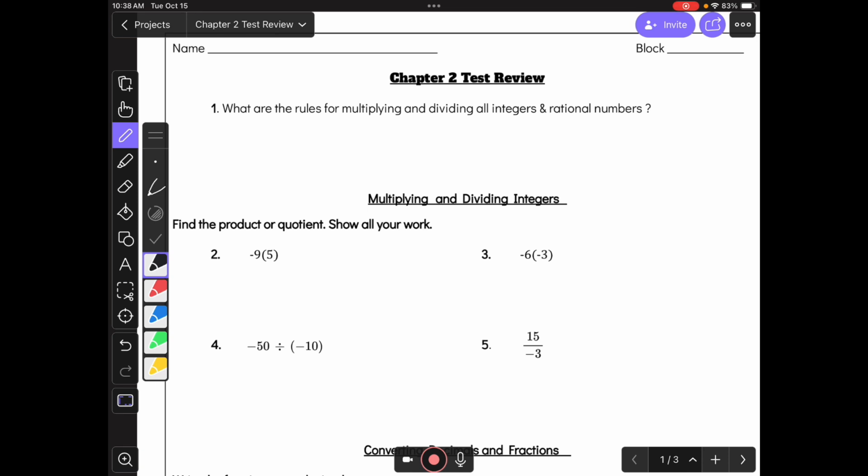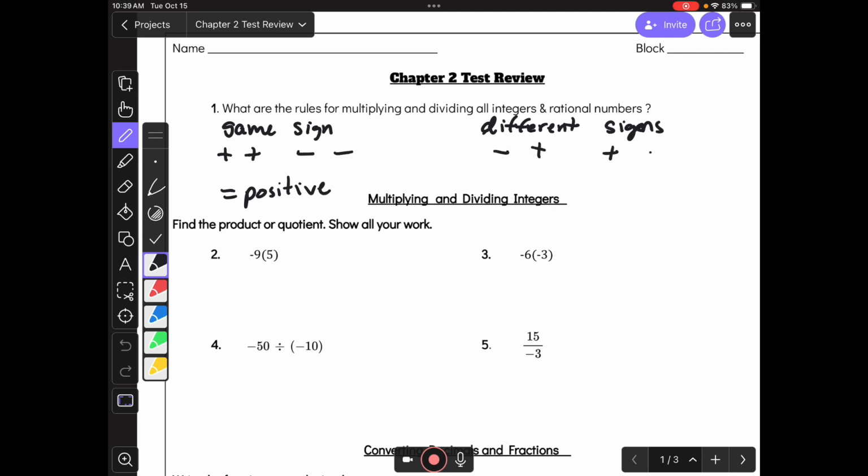For number 1, what are the rules for multiplying and dividing all integers and rational numbers? Well, we've got 2 rules. If both of these share the same sign, so that would be positive and a positive, or a negative and a negative, my answer is positive. If the 2 numbers you're looking at have different signs, so our cases would be a negative positive or a positive negative, right? Those contrast, and our answer would be negative.